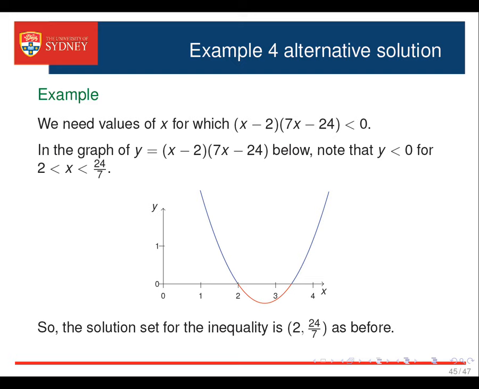It is easy to see from the graph that the curve is below the x-axis for x between 2 and 24 over 7. Therefore, the solution is between 2 and 24 over 7. And this was the same answer as the previous method.